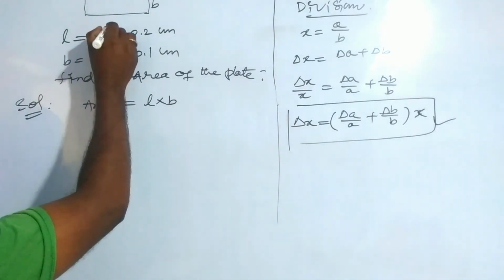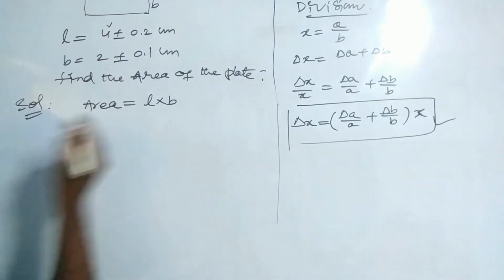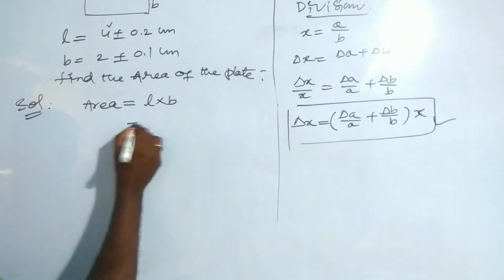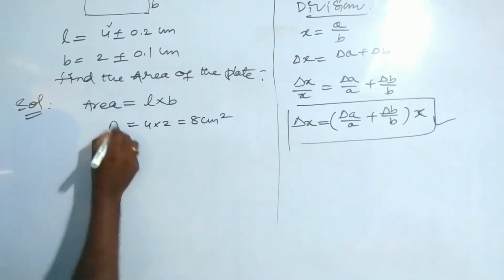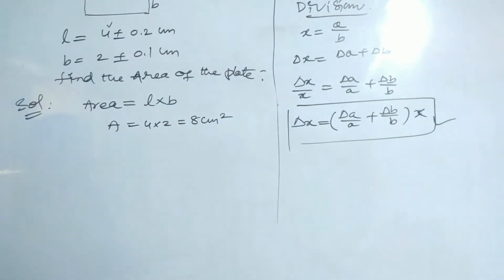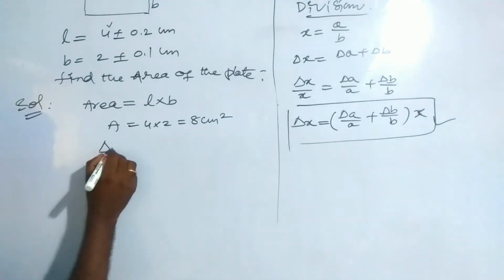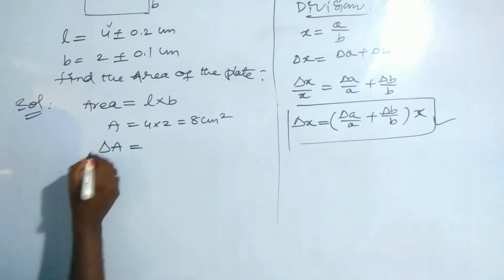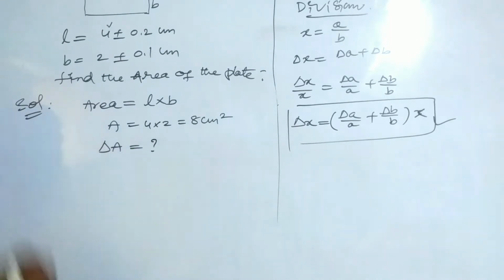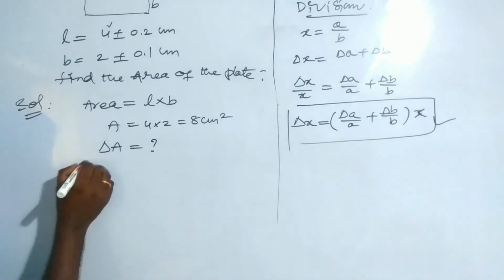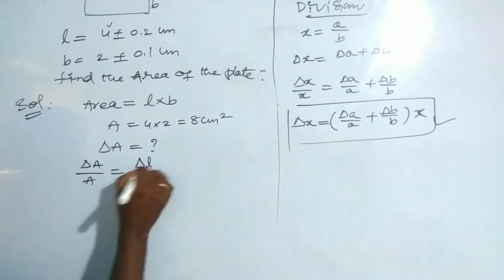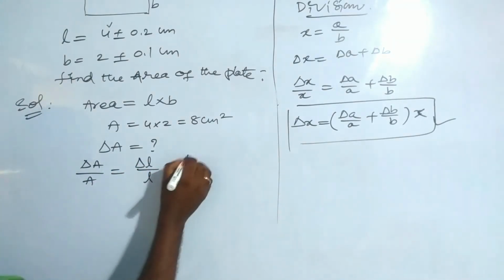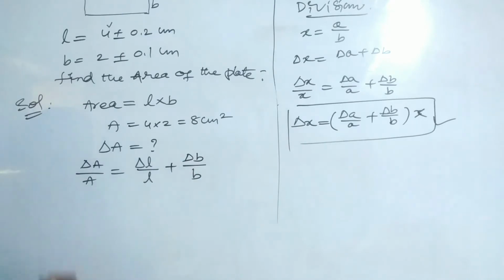We already know the length is 4 and the breadth is 2, so 4 into 2 is equal to 8 centimeter square. So area A is equal to 8 centimeter square. Now we have to find delta A, that is the absolute error in A. So how much is delta A? We have to write delta A by A is equal to delta L by L plus delta B by B.